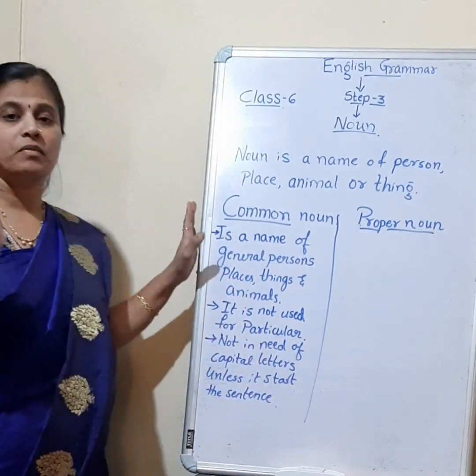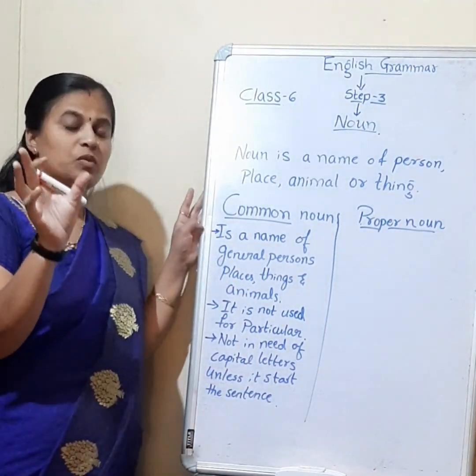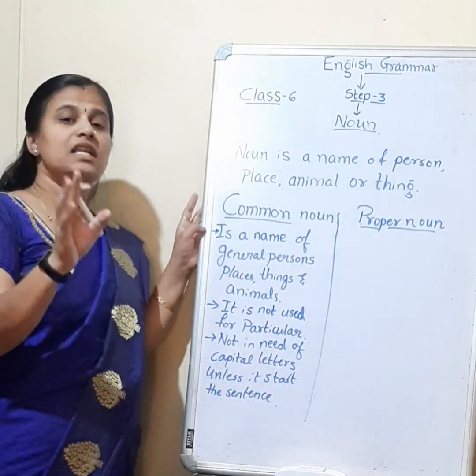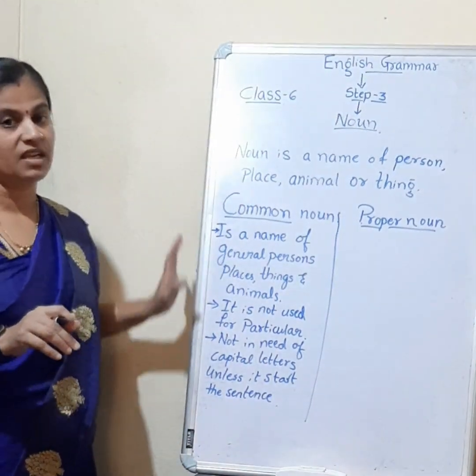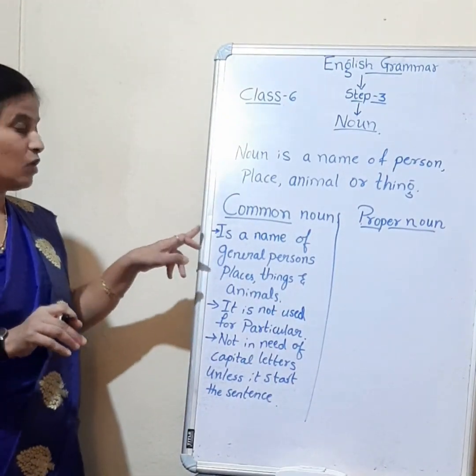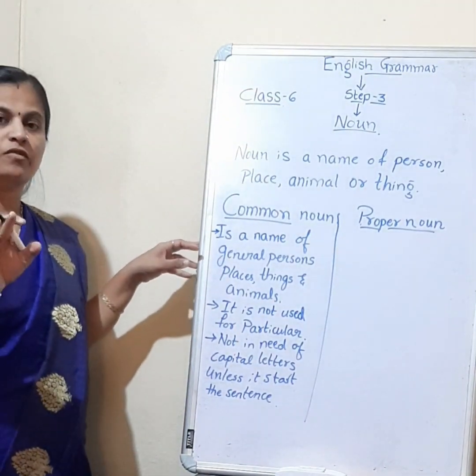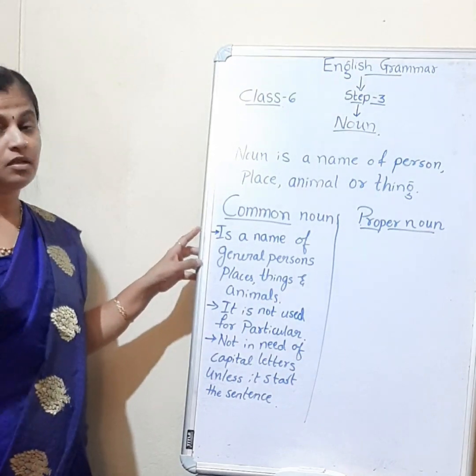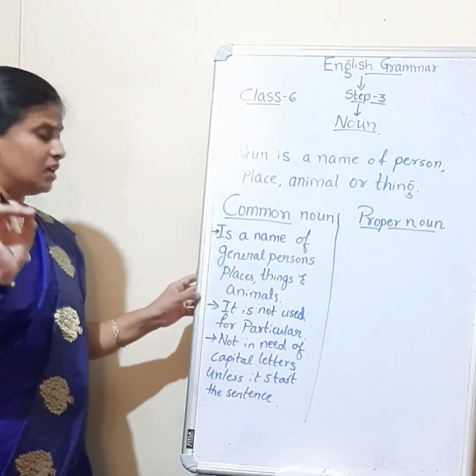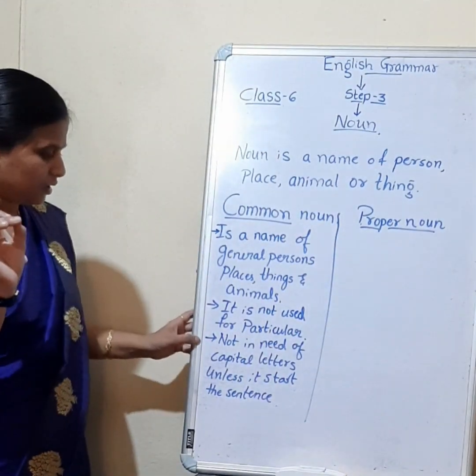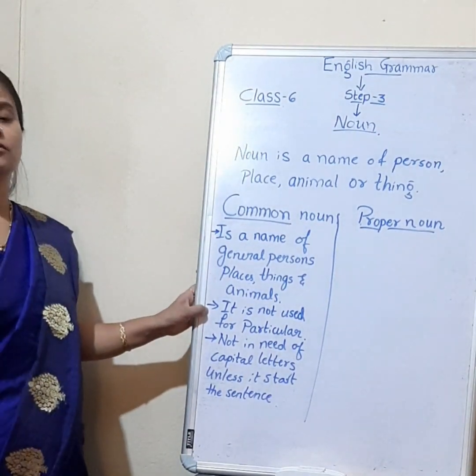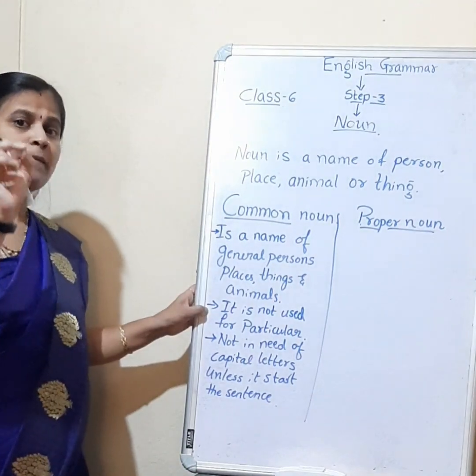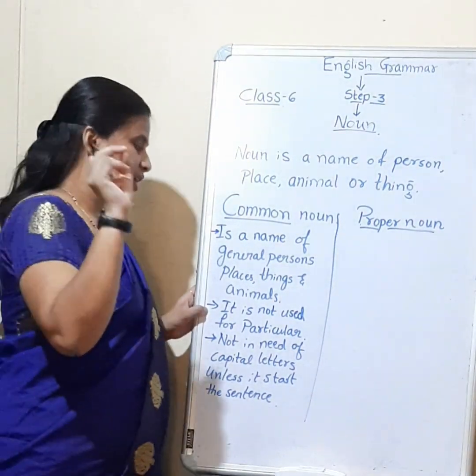So these common nouns need not start with capital letters unless we start the sentence with a common noun. Okay, so these are the terms and conditions of a common noun. So what is a common noun actually? The name of a place, person, thing or animal in a general way, and this need not use a capital letter unless it starts the sentence, and it is not specifically mentioning any particular word, thing or name.